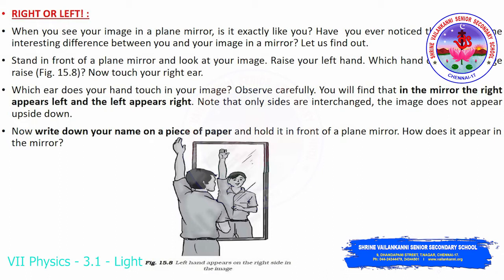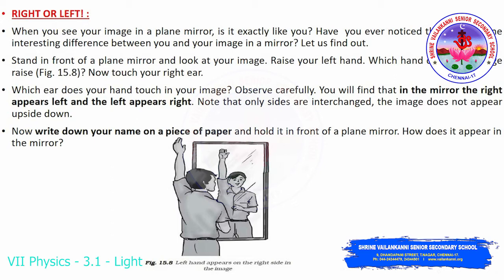That is, when you raise your left hand, you will feel like you're raising your right hand and touching your left ear. So what happens here is, the sides are getting interchanged, but the image does not appear upside down. The image will look erect and straight as you're seeing it, but the positions of the sides are interchanged. You can also do this activity by writing your name on a piece of paper. Once you finish writing and hold it in front of a plane mirror, you will find that the name appears in a reverse manner.